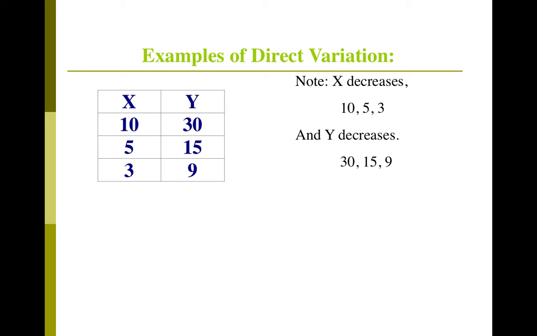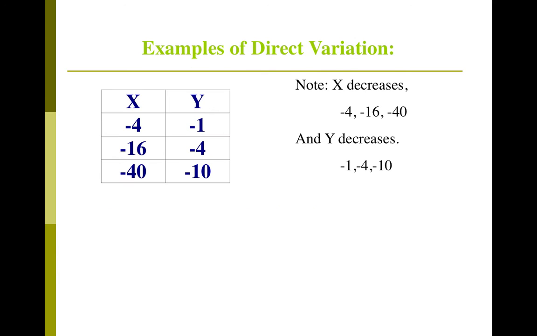Now let's look at this one. X is decreasing and y is decreasing. Can you figure out what the constant is, what the slope is? Well, wouldn't it be 3? Because 30 divided by 10 is 3. 15 divided by 5 is 3. 9 divided by 3 is 3.